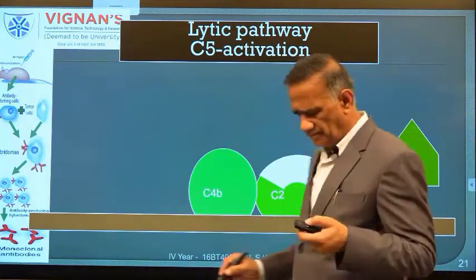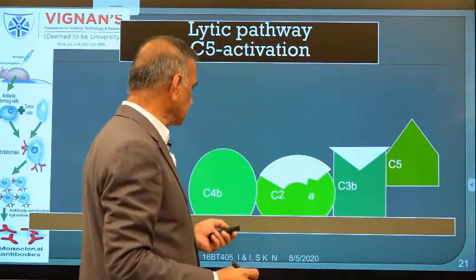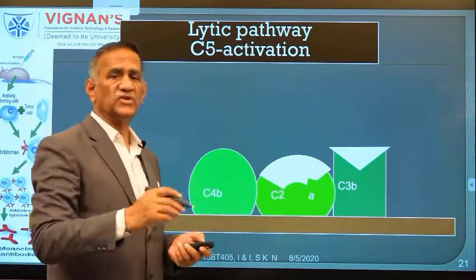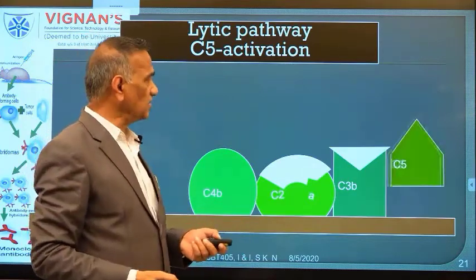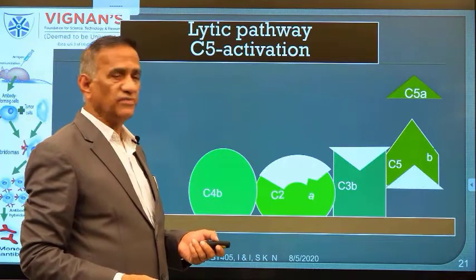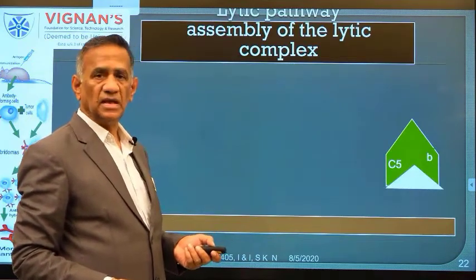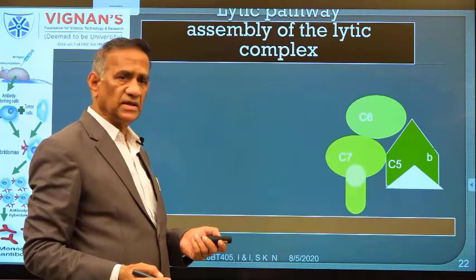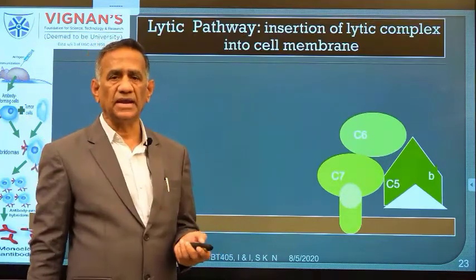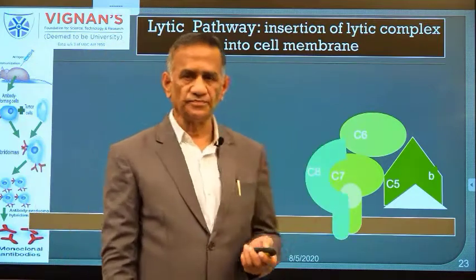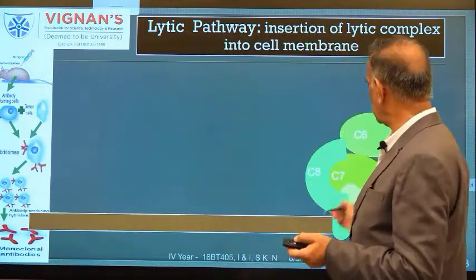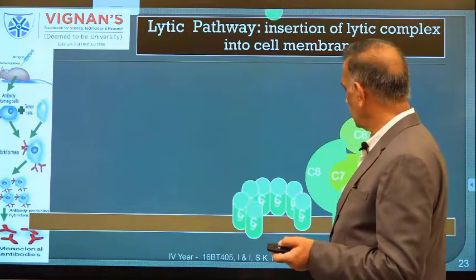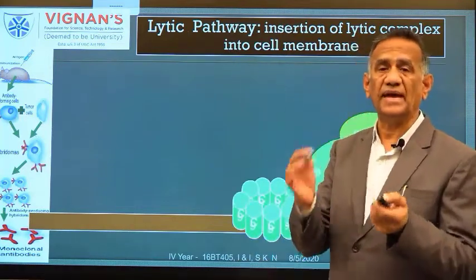In the previous case, we have seen C4b, C2a, C3b is C5 convertase. Once C5 comes, it is going to become C5b. C5b sits, C5b attracts C6, it attracts C7, it rests on the bacterial membrane. Now C7 attracts C8, C8 attracts C9. C9 means it is complement protein 9.